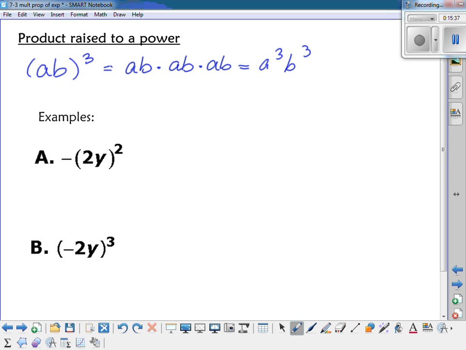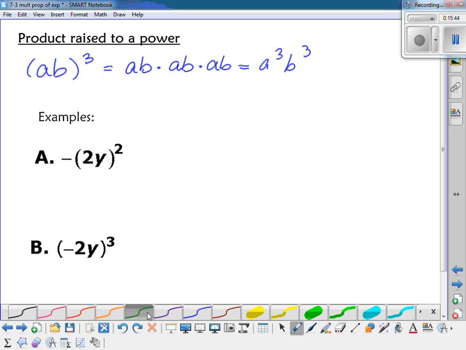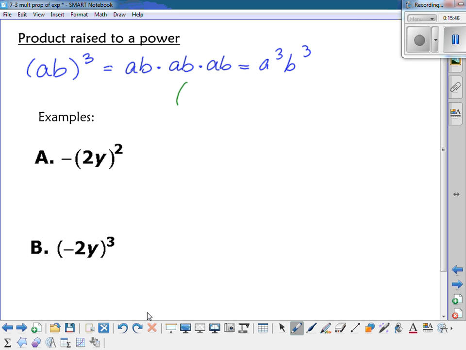And even though we don't have a quotient raised to a power, I think some of the homework problems might have a quotient. So just to show you that real quickly, suppose I had x over y to the 4th power. That would be x over y times x over y times x over y times x over y. And so it would be x to the 4th over y to the 4th. So you treat a quotient similar to a product, okay?